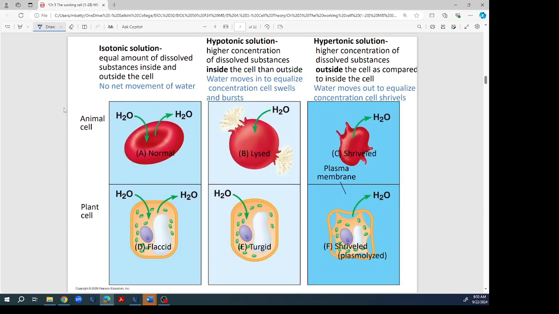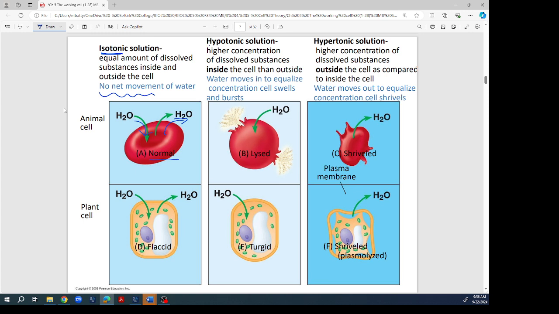So here are the pictures. If you were an animal cell, and in class I can't help but sort of act this out, so you're kind of missing something by not seeing me in person right now. So the first one is isotonic. That's what it said, where it's at equal amounts, so there's no net movement of water. Water's always moving in and water's always moving out, but in equal quantities. So these would be normal. They would just be normal plant cells.